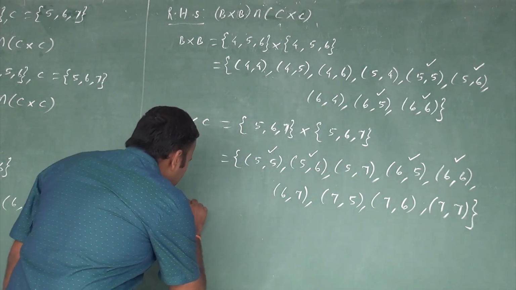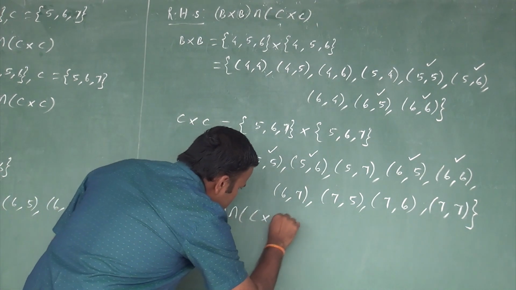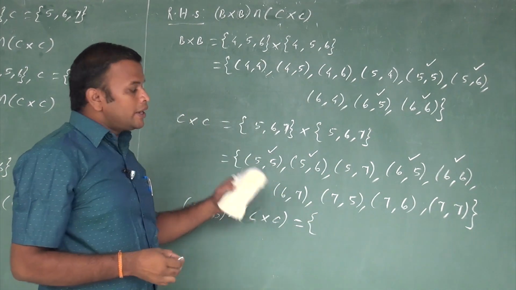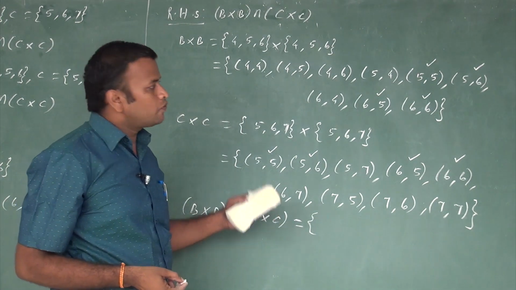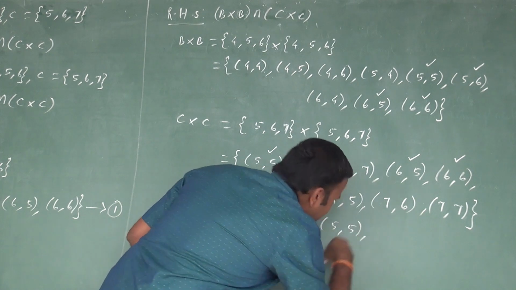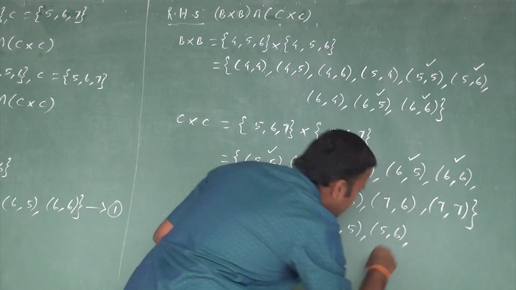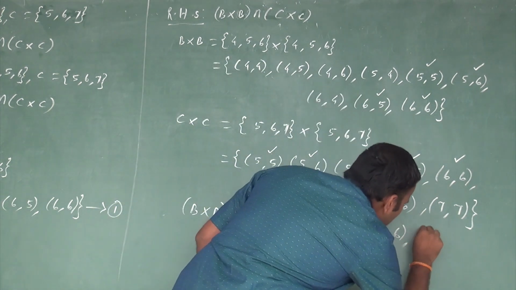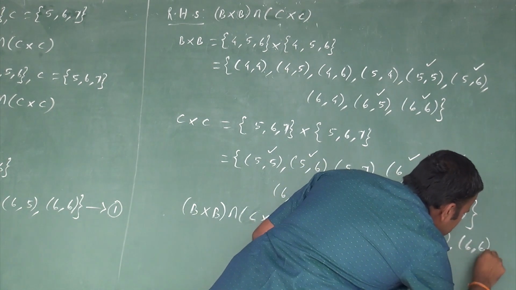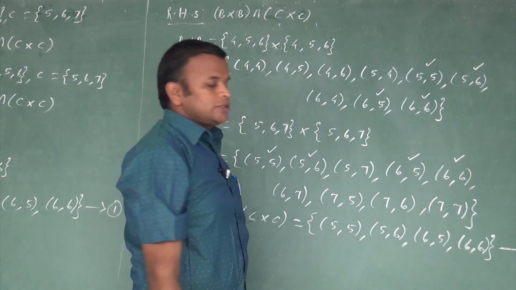So we write B cross B intersection C cross C. So the common elements in both the sets: first one is 5 comma 5, next one is 5 comma 6, next 6 comma 5, and last is 6 comma 6. I call this the second equation.